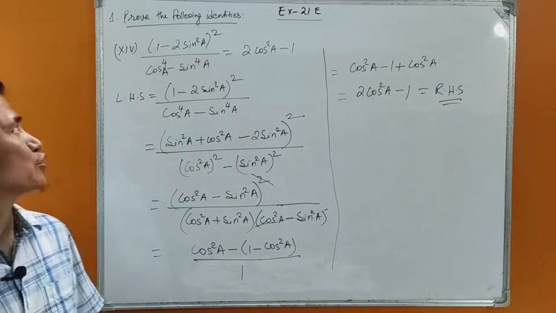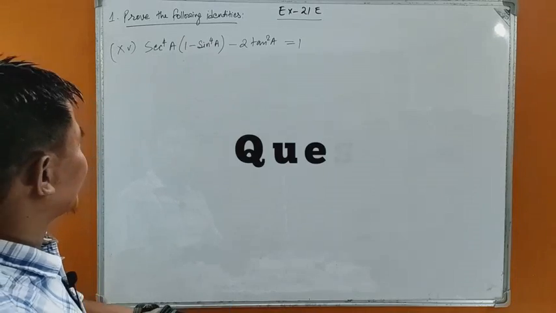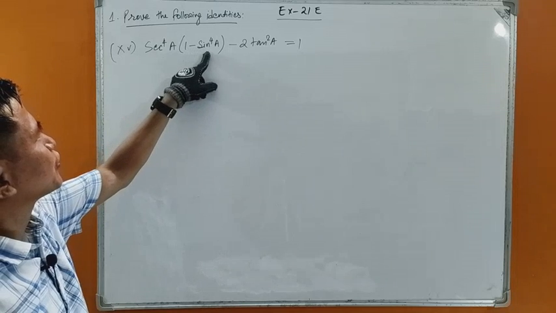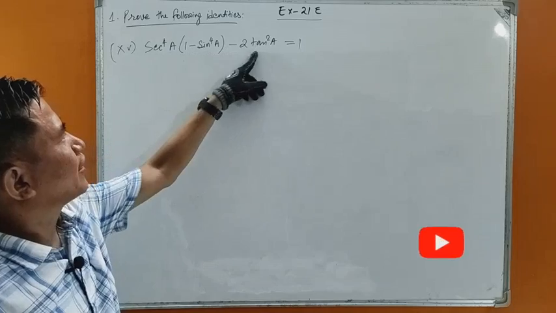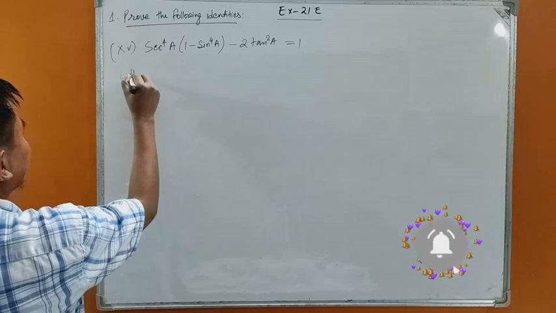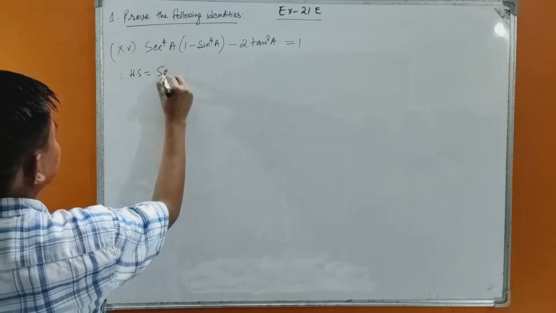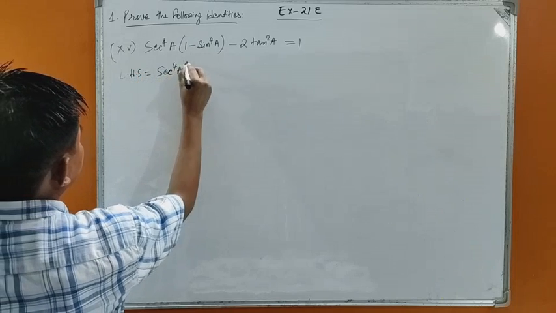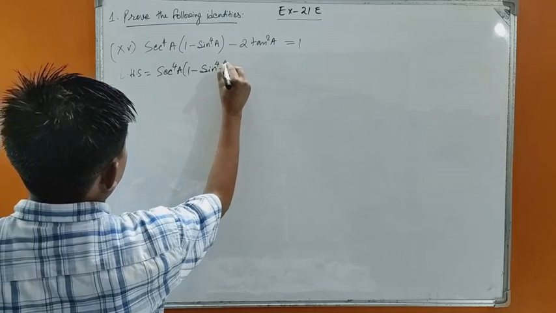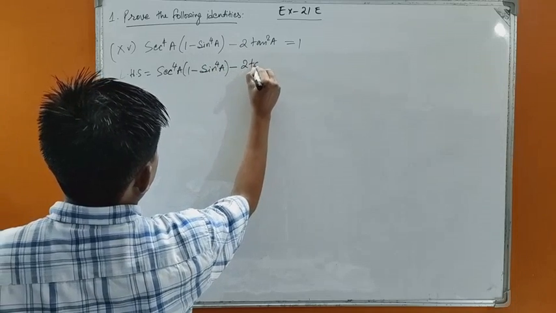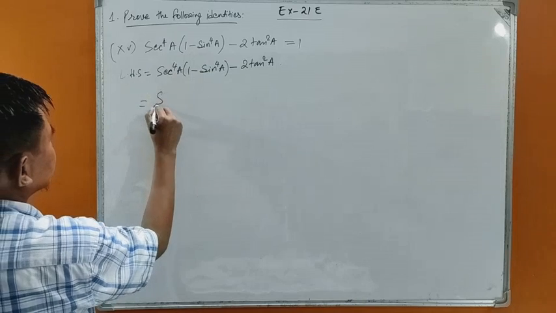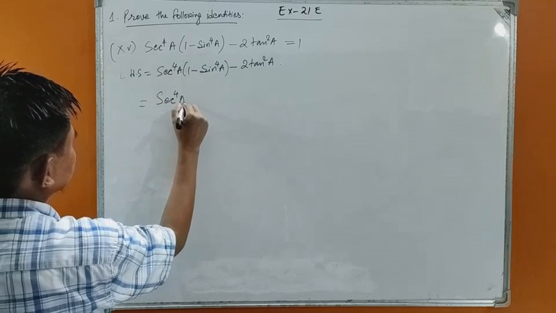So have you got this? Now let us move on to the next question, question number 15 of 1. Sec to the power 4a into (1 minus sine to the power 4a) minus 2 tan square a. We are asked to prove this equals 1, isn't it? So let's copy the left hand side. LHS equals sec to the power 4a into (1 minus sine to the power 4a) minus 2 tan square a.